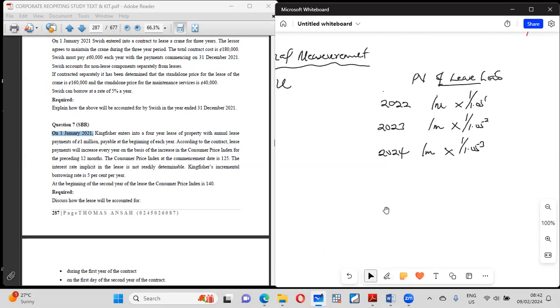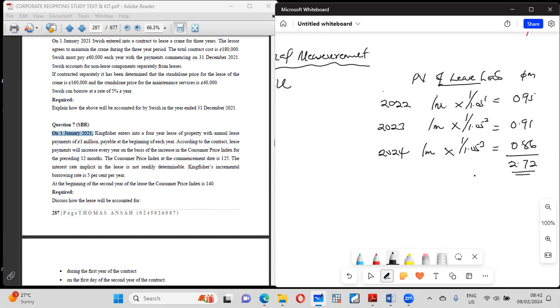Now, punching these things and rounding them, I have this one at 0.595. That is in millions, okay? Then I have this one at 0.91. I have 0.86. So in total, what I have here is 2.72. All right, so that is that.